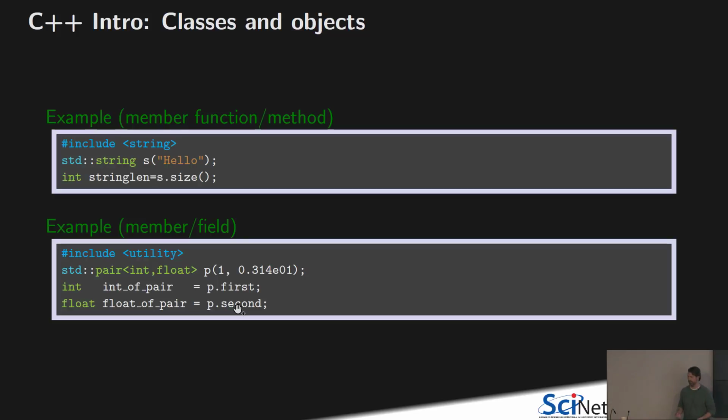You can write your own classes and objects. So a class is really the type of an object. So s is an object, string is the class. Type versus variable, class versus object.